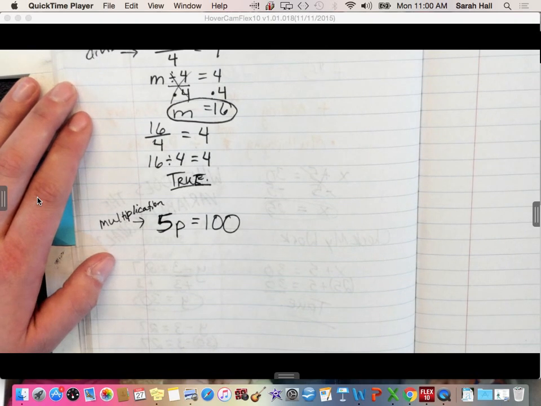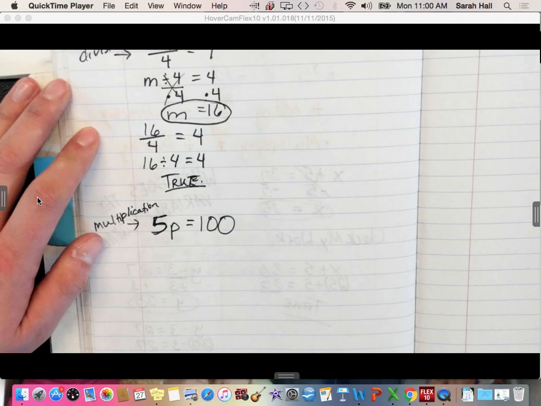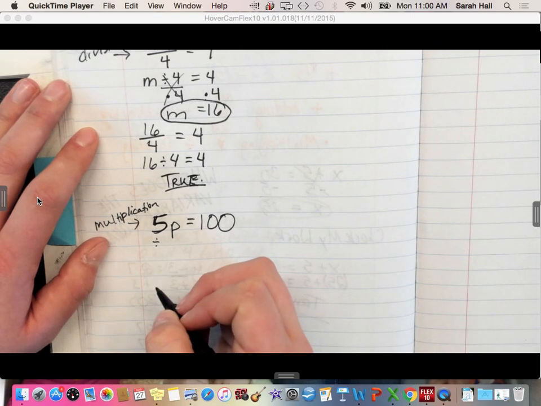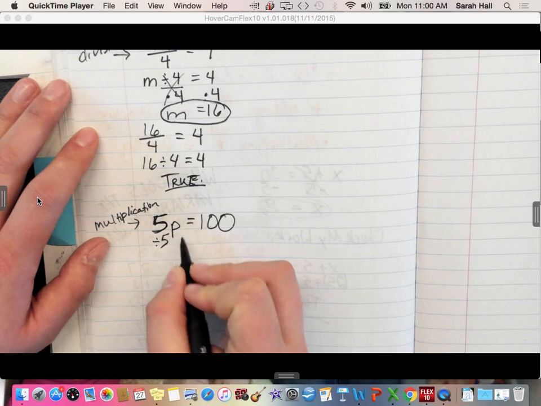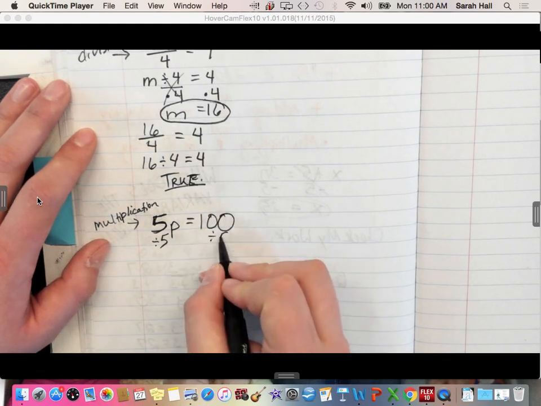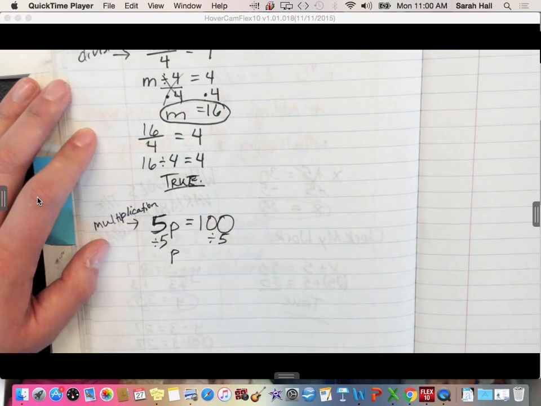How do I undo that? Right now, 5 is being multiplied. How would I undo that? Think inverse operations. Nathaniel? Division. Yeah, so what is happening to P? 5 is being multiplied to it, right? So I need to divide what? 5. Divide 5. My goal is to get this variable by itself. If I divide 5 over here, I have to do it over here. When I divide 5 and it's being multiplied, it cancels it out, leaving P.